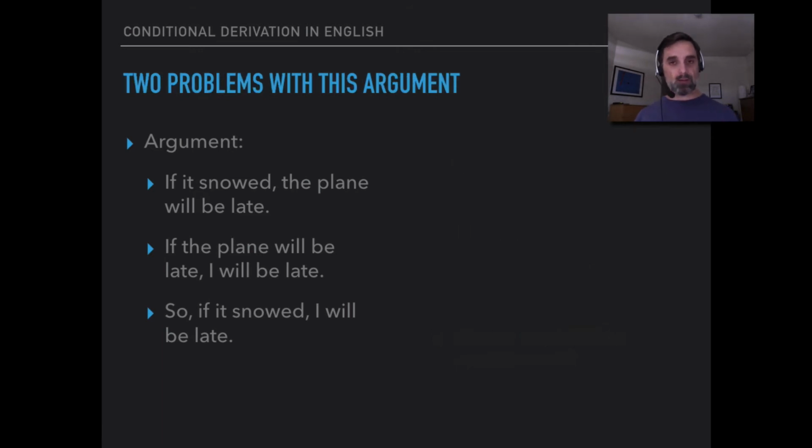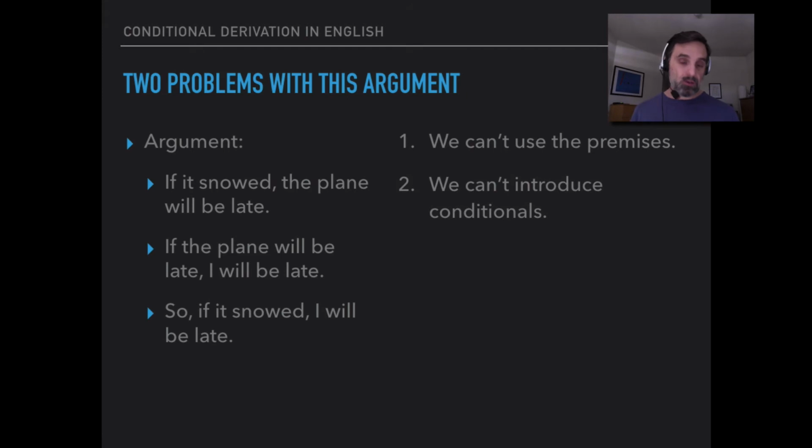So we really have two problems with this argument. First, we can't use the premises because we don't have what we need to use the premises. And second, we don't know how to introduce conditionals. So given just what we've done so far, with the rules we've laid out so far, we could not do a derivation of this argument.